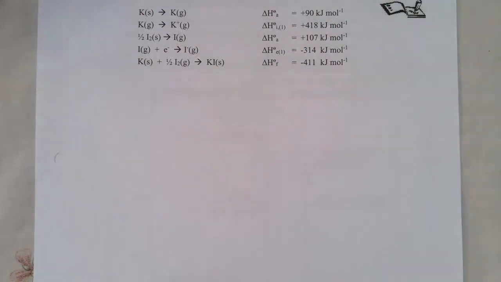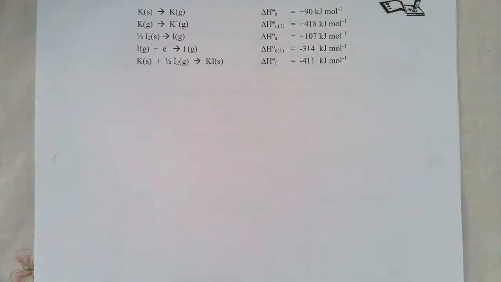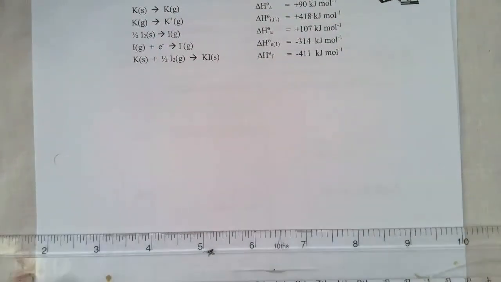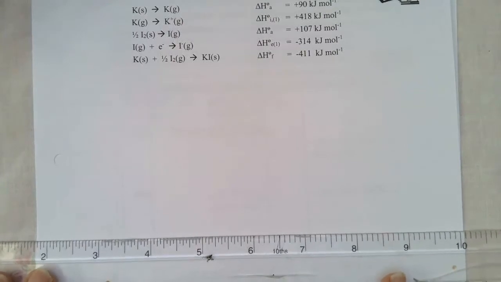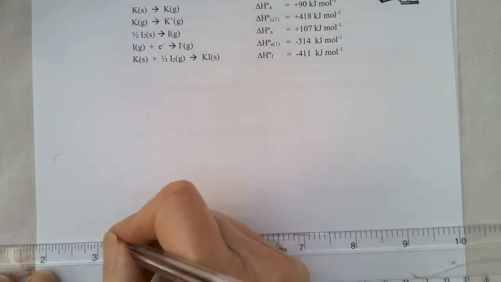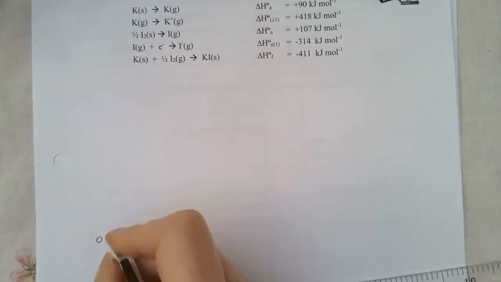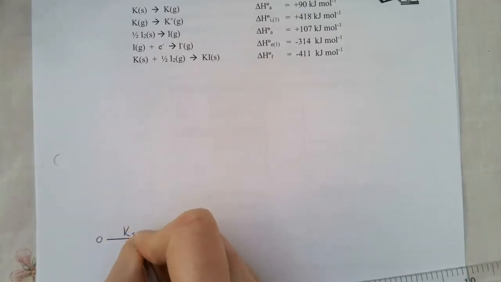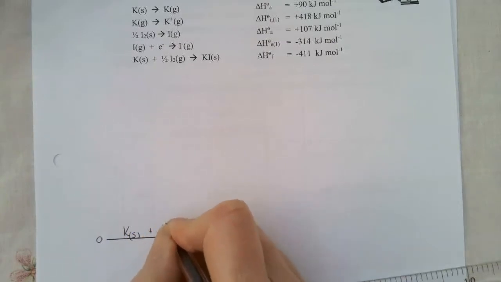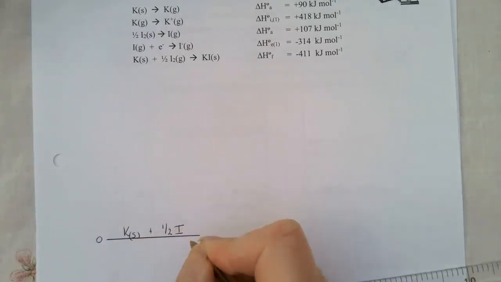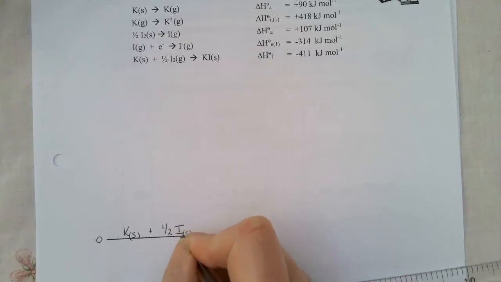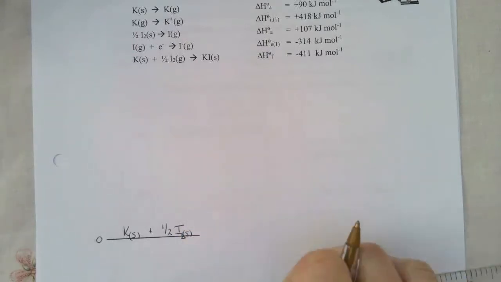So as before, we're going to start with the datum line. We've got the data at the top of the table, and we're going to construct our Born-Haber cycle, this time for potassium iodide. I'm going to start quite low down on the page because I want to draw my datum line. So that is my line at 0. And those will be my elements, in this case potassium and half an iodine. And iodine is a solid at room temperature and pressure.